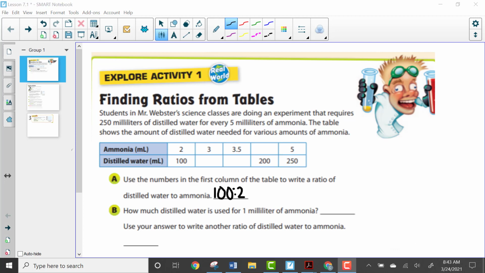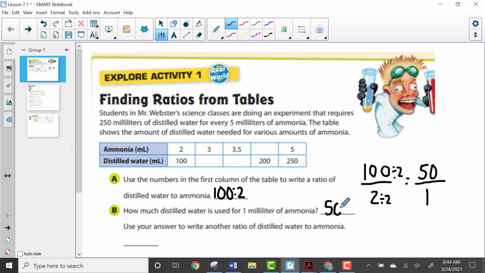Now the next question is asking us how much distilled water is used for 1 milliliter of ammonia. That's not on our table at all, but we know that 100 milliliters of distilled water is used for 2 milliliters of ammonia, so 100 to 2 is going to equal something over 1. Now we just need to think about what we do to 2 in order to get it to 1. We divide by 2. And remember, whenever you're finding equivalent ratios, you have to divide both by the same number. So 100 divided by 2 is 50. That gives us the unit rate, 50 to 1.